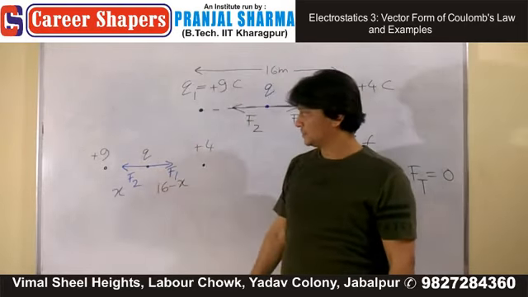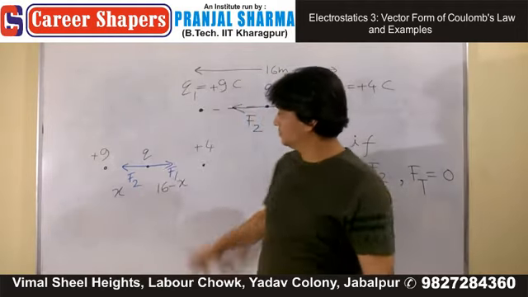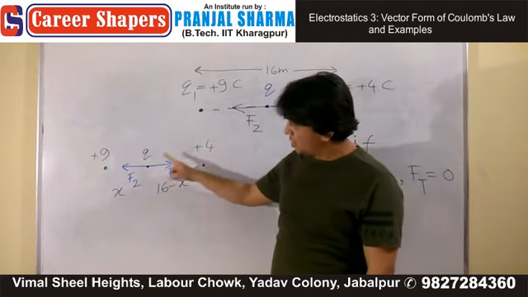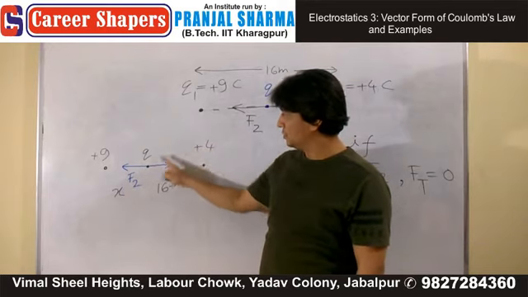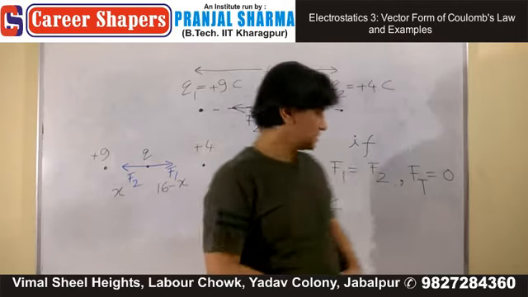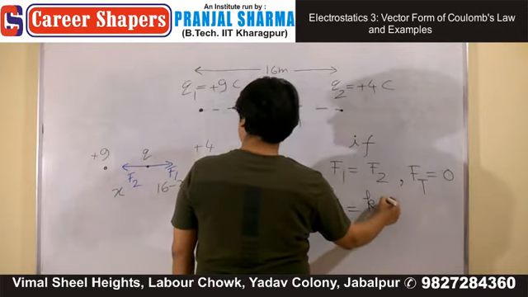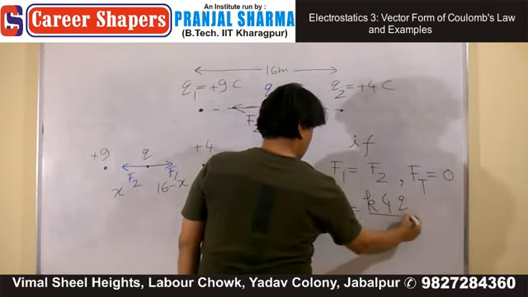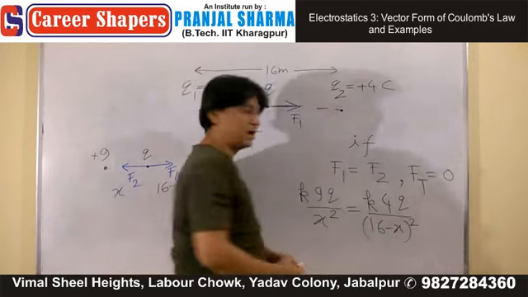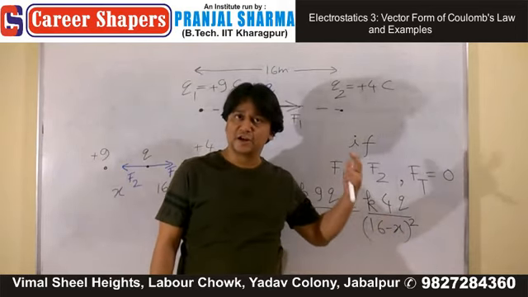This and this, which is equal to what? F2. What is F2? F2 is force of plus 4 on Q. 4 and Q. What is the separation? 16 minus X. What is this? K times 4 into Q upon 16 minus X square. They both should be of same magnitude.